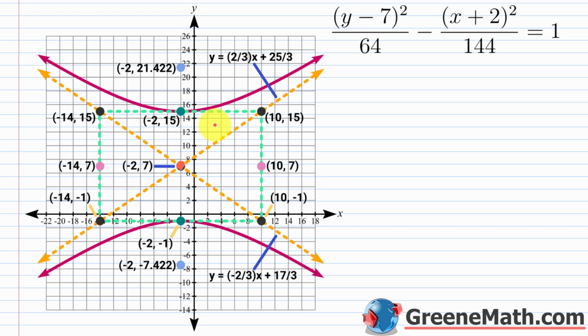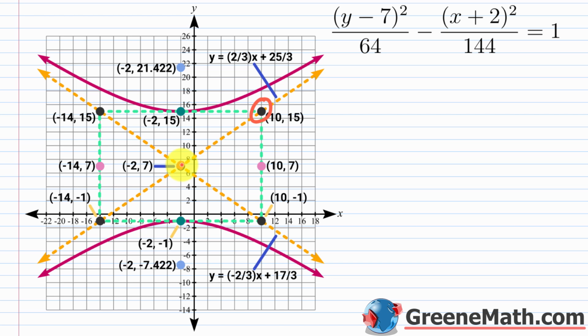In terms of the endpoints for the fundamental rectangle, when you think about B here, that's going to be involved in your horizontal movement, and A is going to be involved in your vertical movement. So I'm going B units to the right and A units up. Remember, B is 12 and A is 8. So starting at the center, if I go 12 units to the right and then 8 units up, I'm going to get this 10, 15.